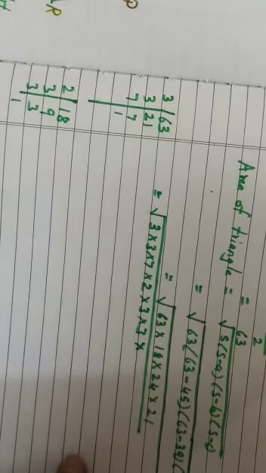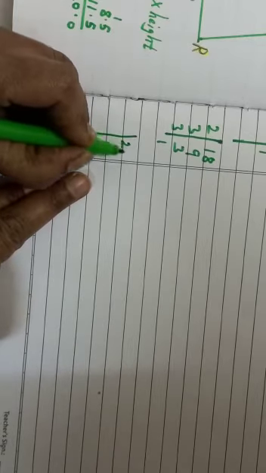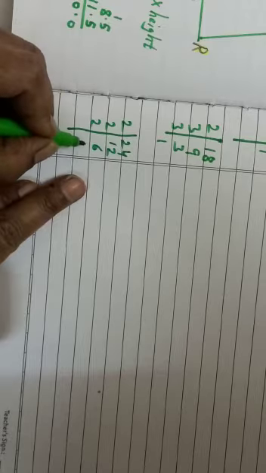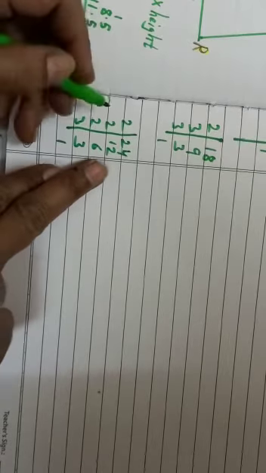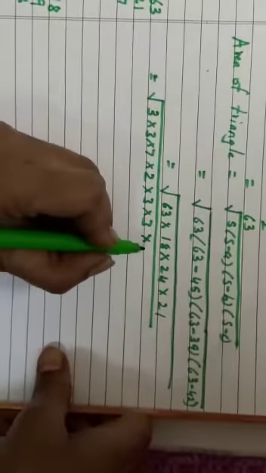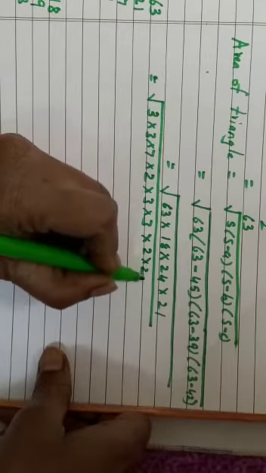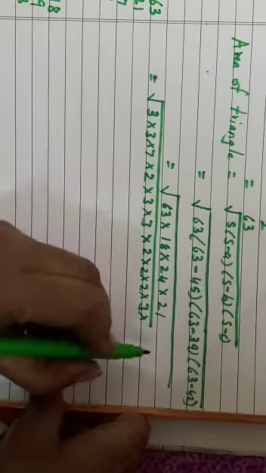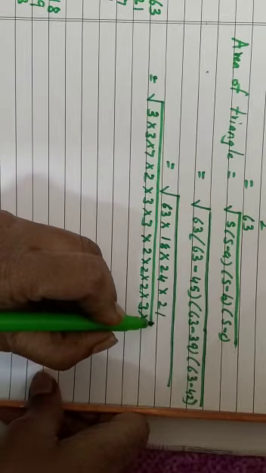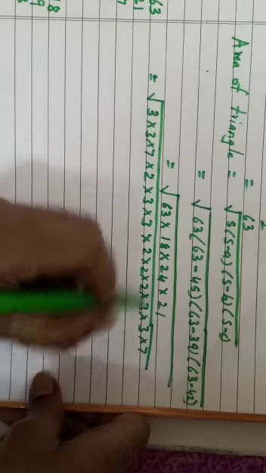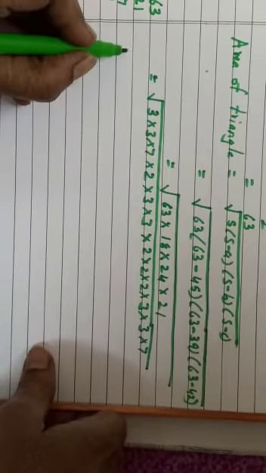Into, now 24 we have to find. For 24, what will we do again? 24: 2 ones are 2, 2 twos are 4, 2 sixes are 12, 2 threes are 6, 3 ones are 3. So 2 into 2 into 2 into 3. So 24 we can write as 2 into 2 into 2 into 3, into 21, which is very easy. The product of prime factors of 21 will be 3 into 7. 3 sevens are 21.